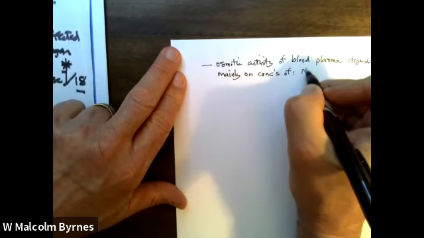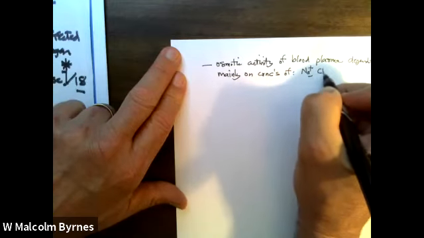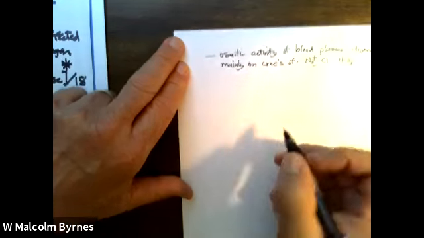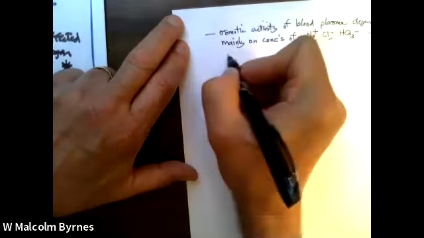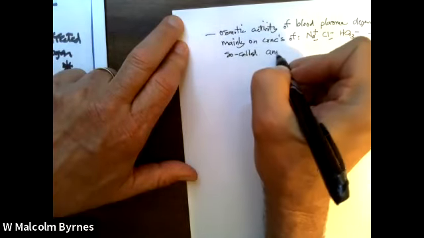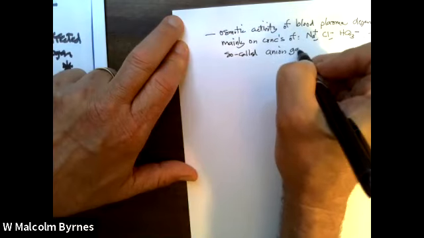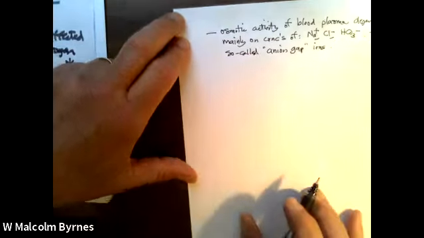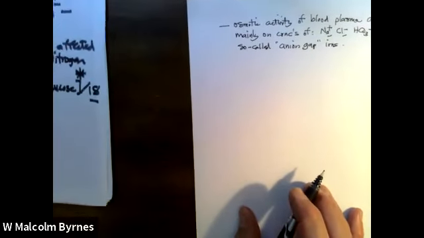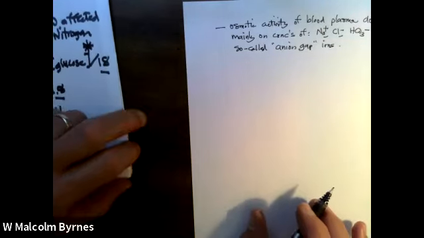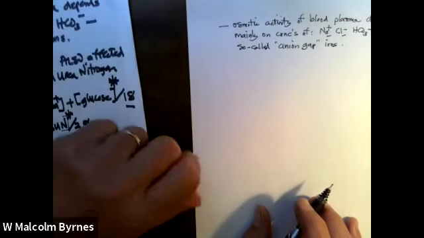Okay, sodium chloride, and bicarbonate. These ions are the so-called anion gap ions. And we're going to talk about the anion gap and how a broadening of the gap can be indicative of a certain kind of acid-base imbalance.